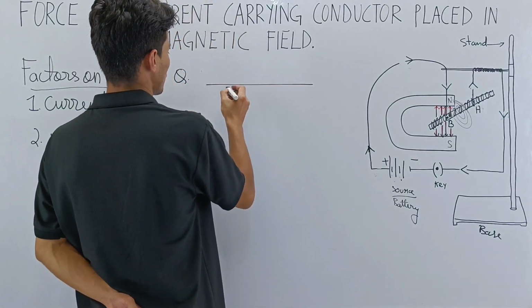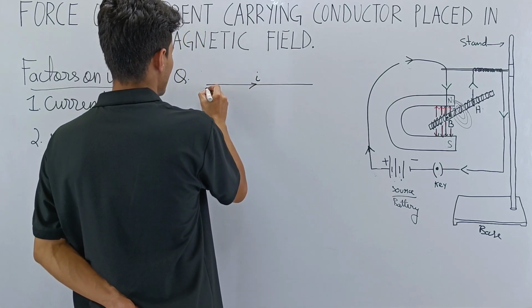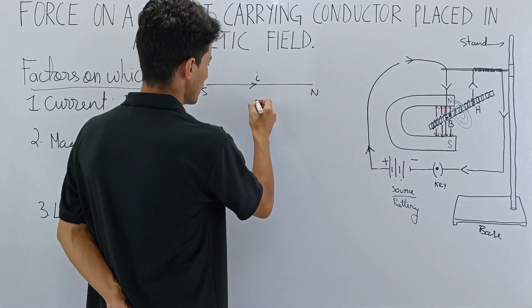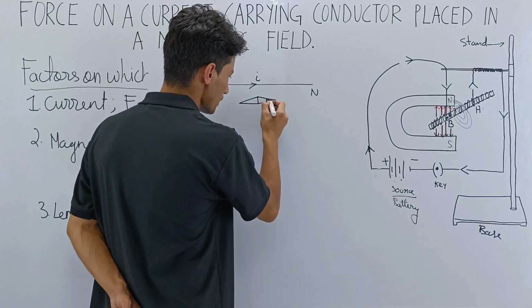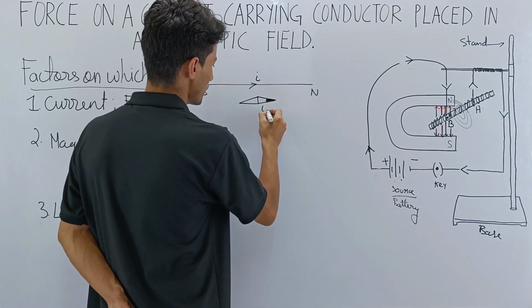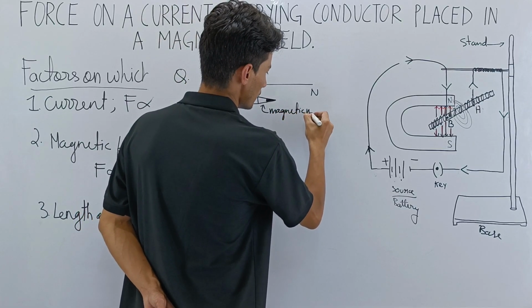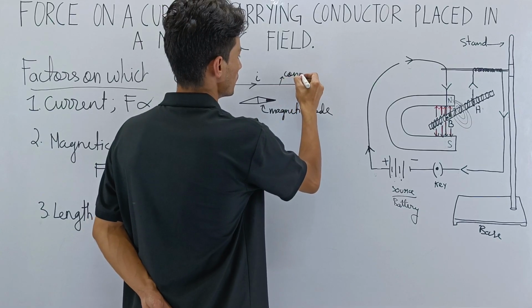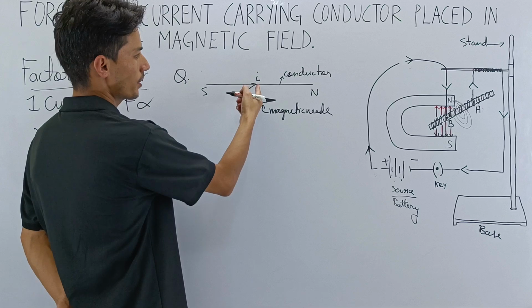So a current carrying conductor, so current is flowing here. Let's say this is south and this is north. The current is flowing from south to north, and then a magnetic needle is kept here. This is the magnetic needle, and this is a conductor in which current I is flowing. This is a current carrying conductor.